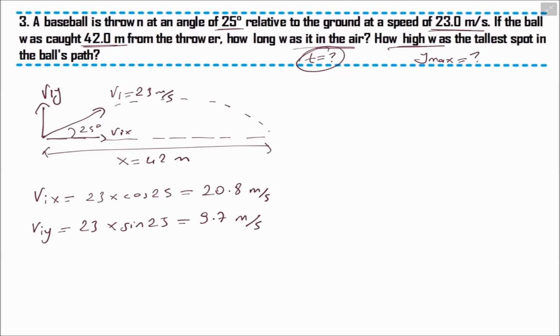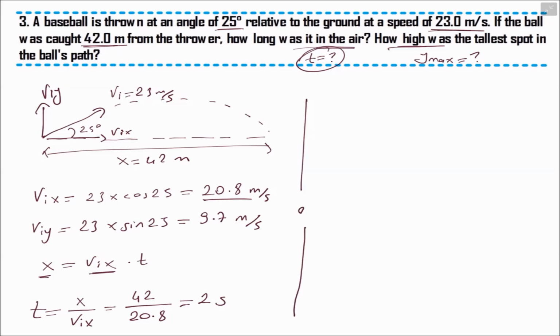I can calculate the time from this formula: X equals v initial x times t. V initial x is given, x is given, and time is unknown, so I can calculate it. Time equals x over v initial x. X is 42 meters. V initial x, as we calculated, is 20.8. So it will be 2 seconds.